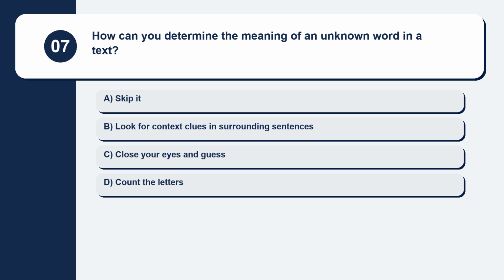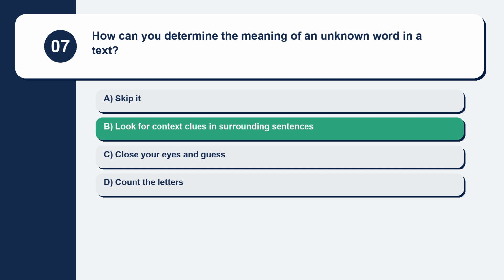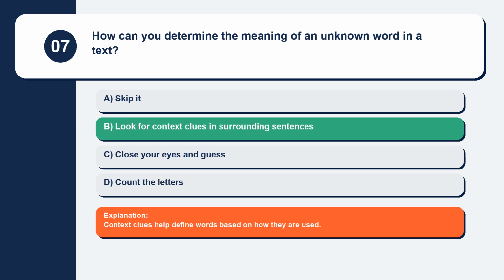Question 7. How can you determine the meaning of an unknown word in a text? Skip it. Look for context clues in surrounding sentences. Close your eyes and guess. Count the letters. Context clues help define words based on how they are used.